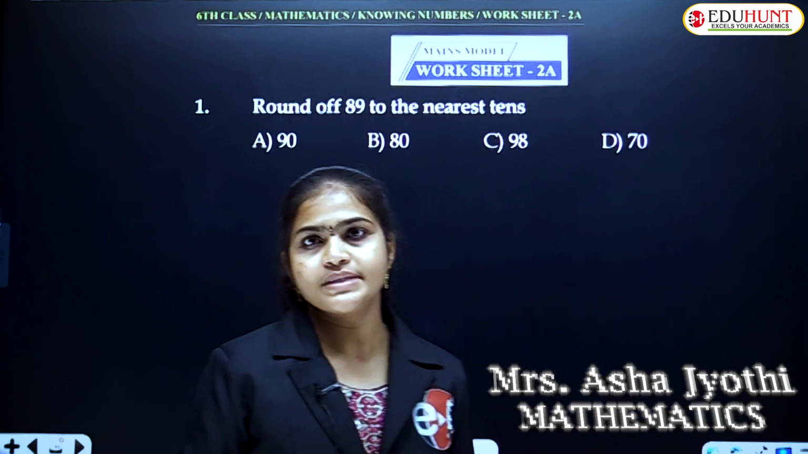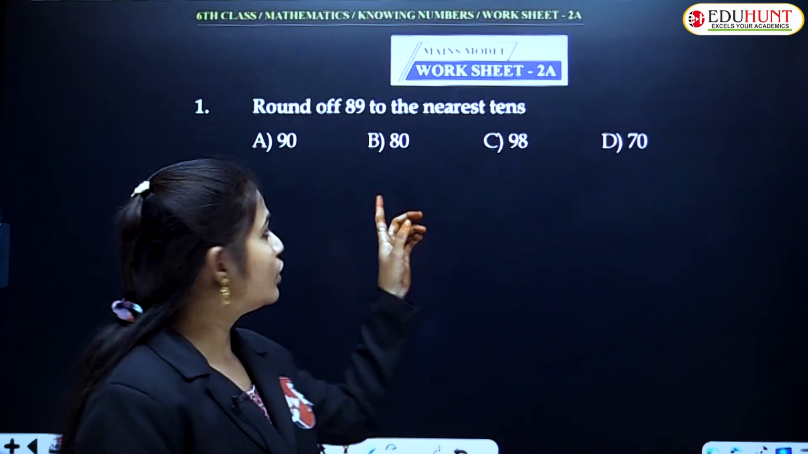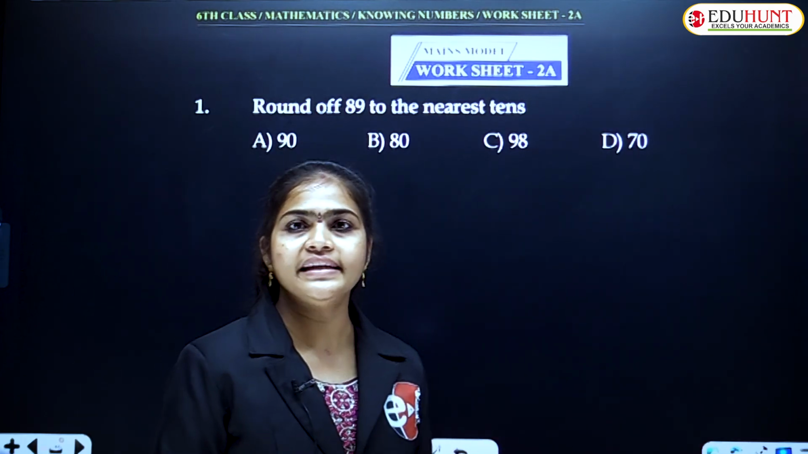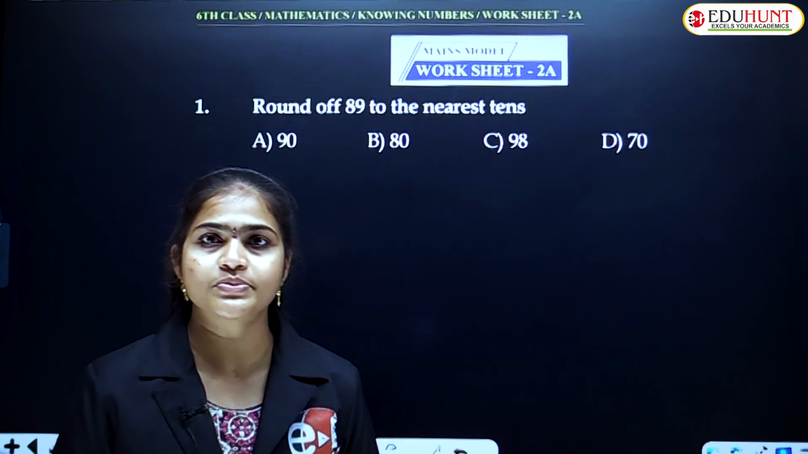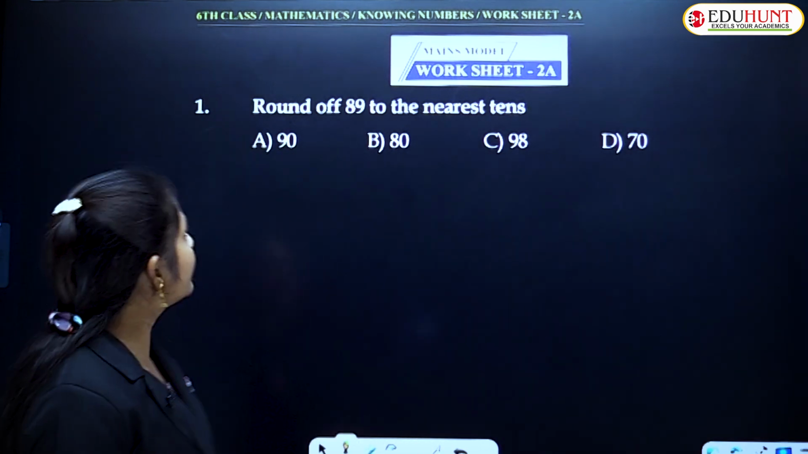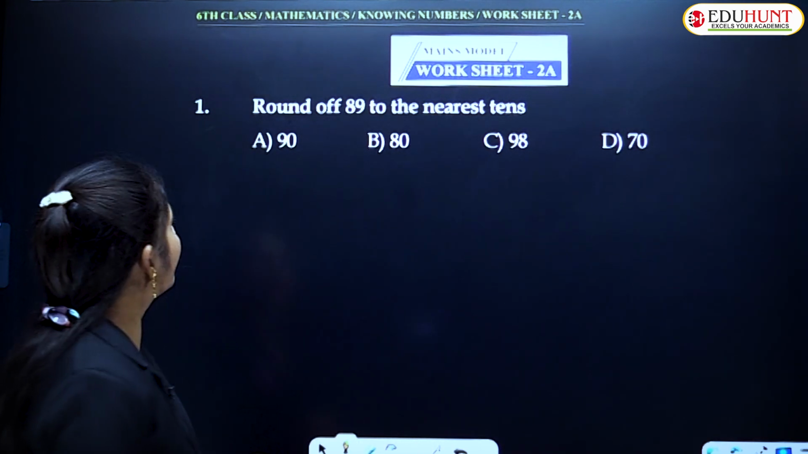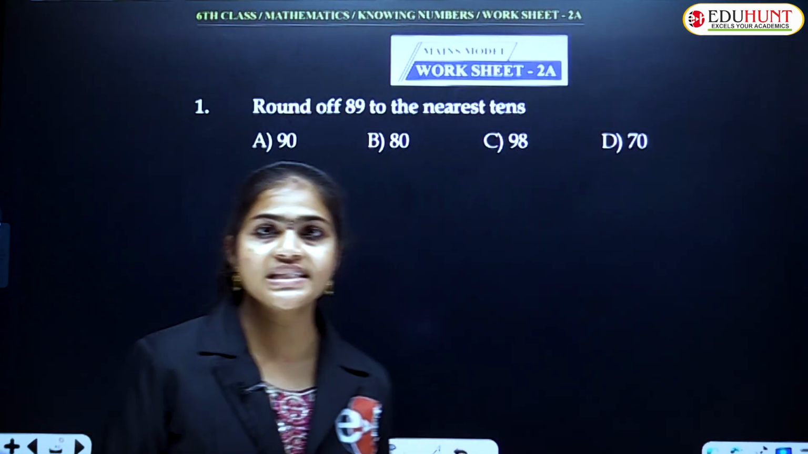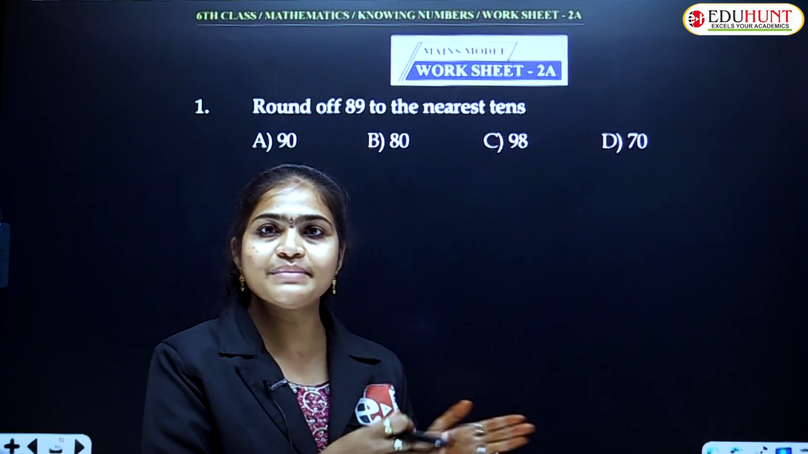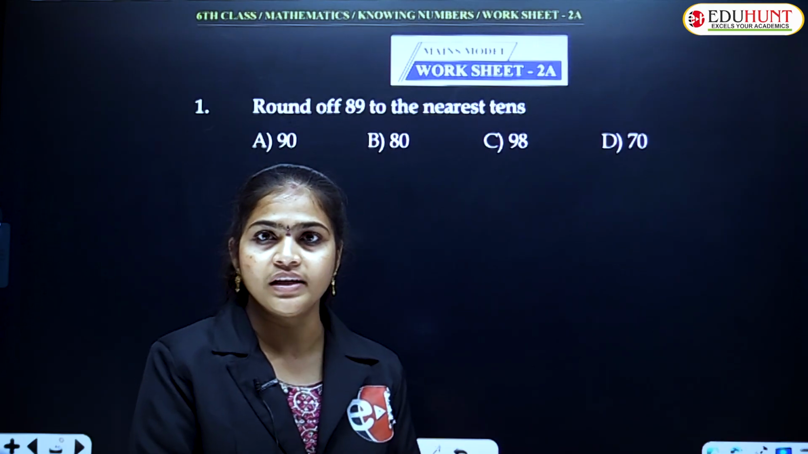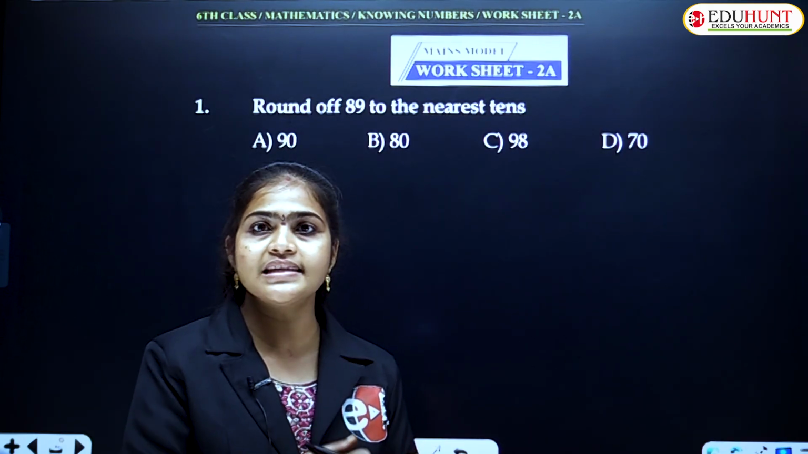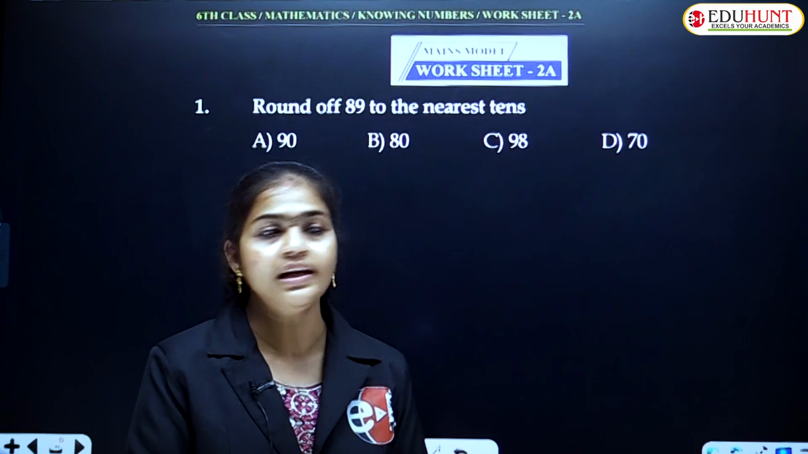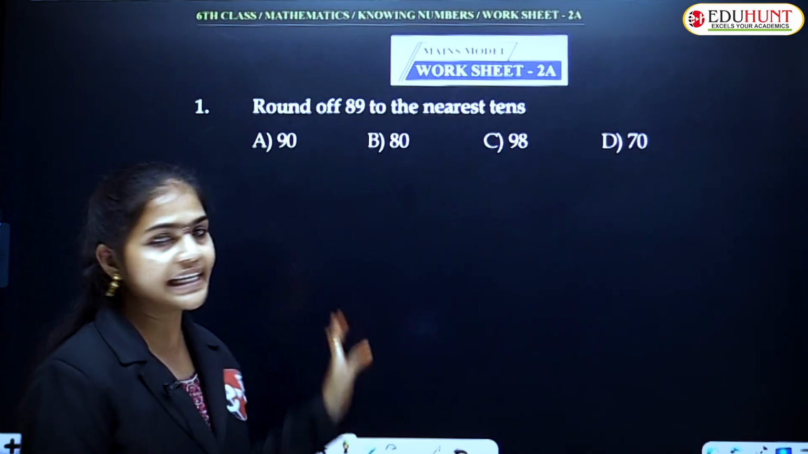Children, in the previous video we discussed the problems from worksheet 2. In this video we are going to discuss the problems from worksheet 2A. Let us see what the first question is. Round off 89 to the nearest tens, which means we need to write the estimated nearest values of tens, hundreds, or thousands. This one is related to the nearest tens.